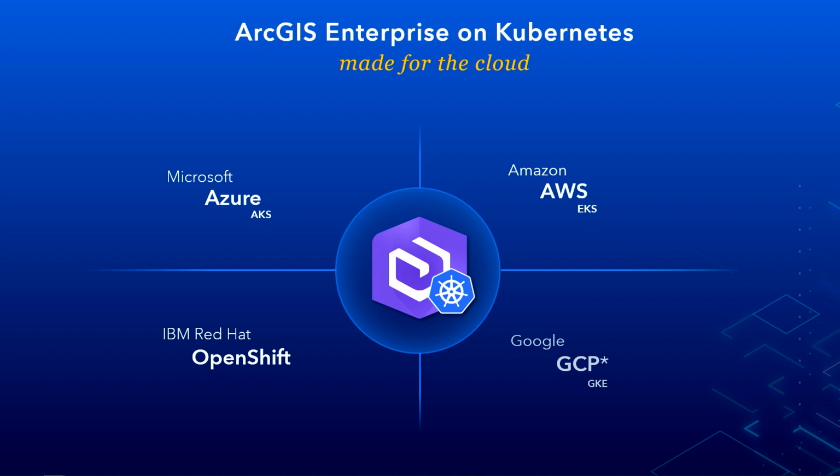Our first release will support Microsoft Azure and its managed Kubernetes environment. It's called AKS. We also support Amazon AWS, and its managed environment is called EKS, and Red Hat's OpenShift. In a subsequent release, we plan to support Google GCP. Its managed Kubernetes environment is called GKE.